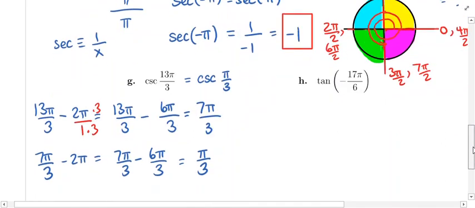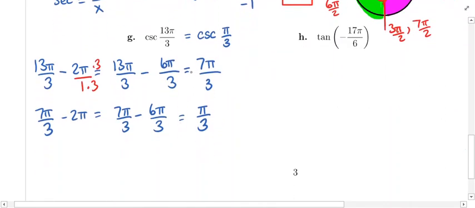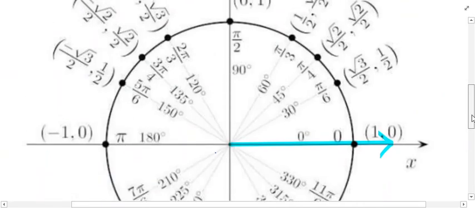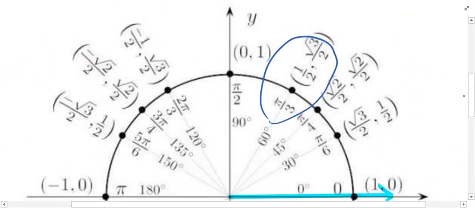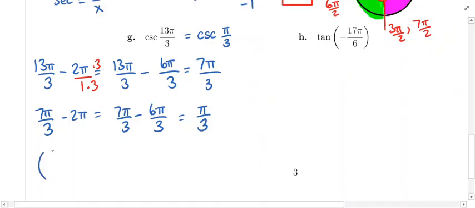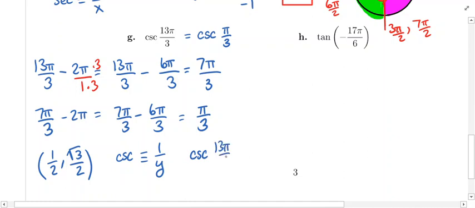All right, so here we go. We just did it algebraically. Let's go to pi over 3. Pi over 3 is going to be right here. So the point that we need to look at is 1/2, square root of 3 over 2. We are computing the cosecant, and the cosecant is 1 over the y coordinate. So if we want the cosecant of 13 pi over 3, we're going to do 1 over the y coordinate, so that's going to be 1 over the square root of 3 over 2.